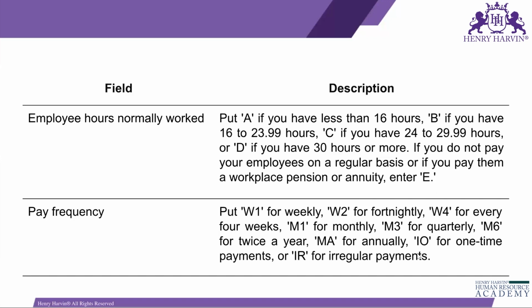Then IO for one-time payments only, like there could be an organization working on a commission basis. The employees are being paid on commission or shares or whatever they are receiving. This will be ad hoc. It is not proper salary. Or you can select IR for irregular payments.